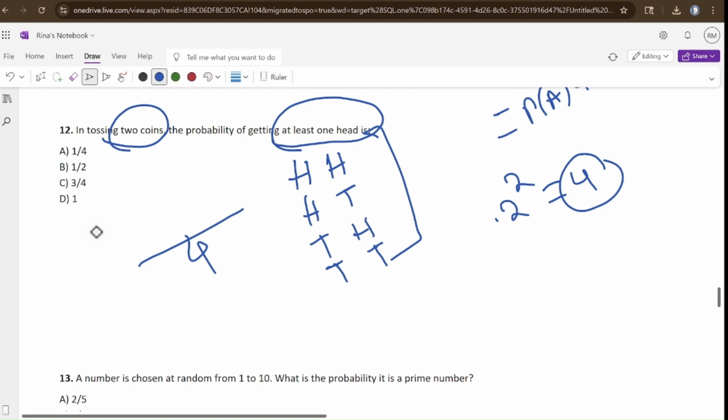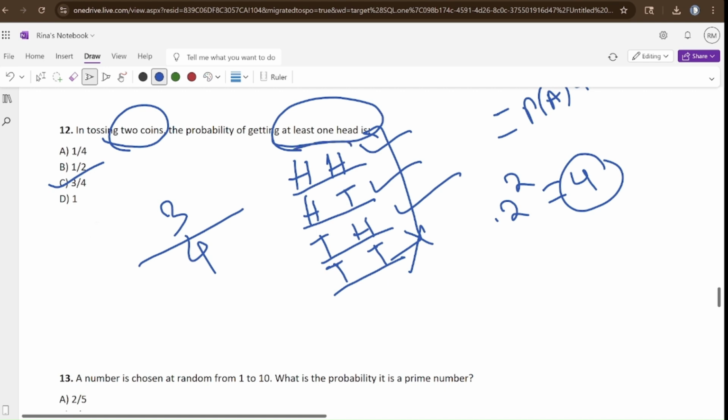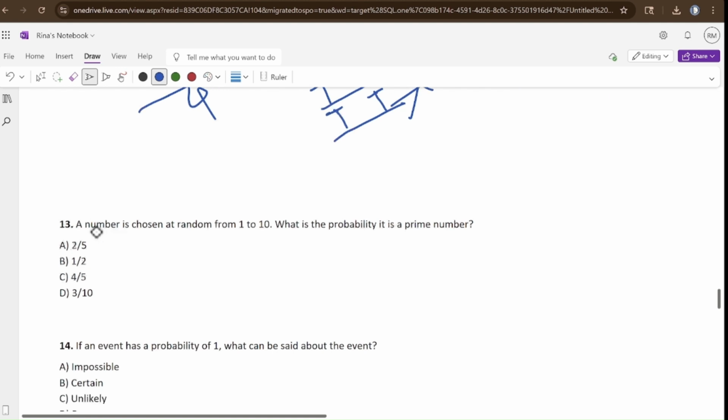At least 1 head? Yes. At least 1 head? Yes. At least 1 head? Yes. No head. So this is 3 out of 4. This will be the answer. Okay. This is also considered because it is told at least. Okay. Not exactly.